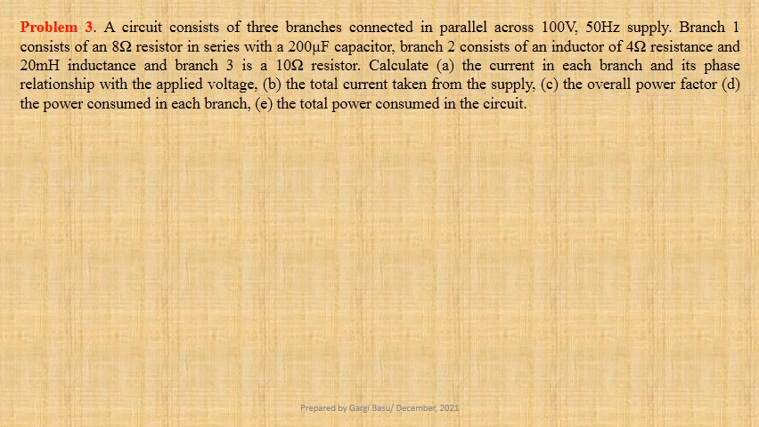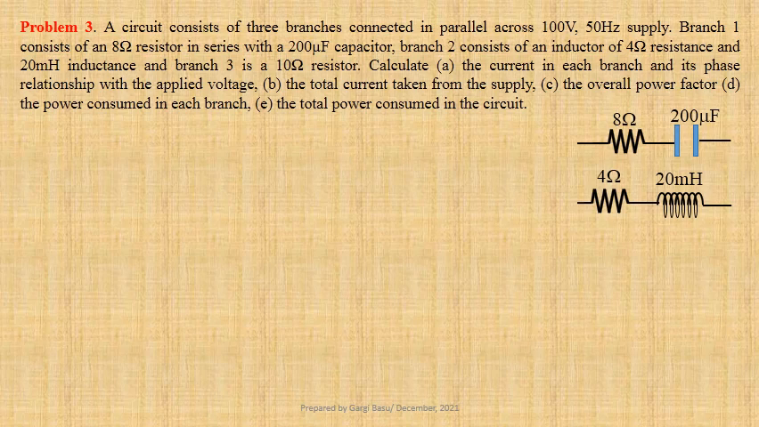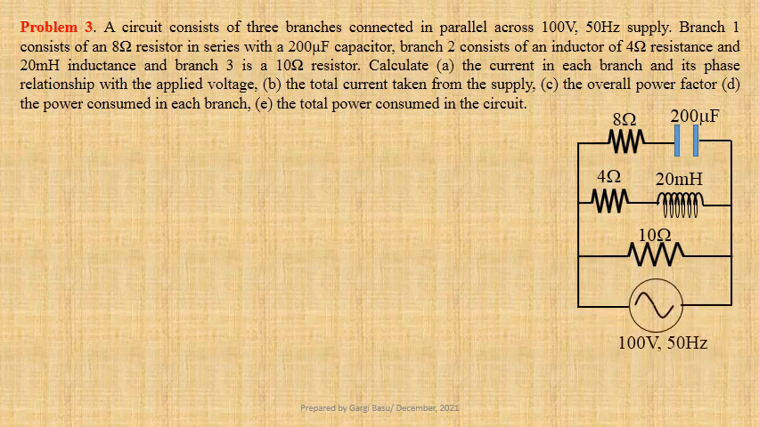A parallel circuit consists of three branches. Branch 1 comprises an 8 ohm resistor in series with a 200 microfarad capacitor. Branch 2 consists of an inductor of 4 ohm resistance and 20 millihenry inductance. And branch 3 is a 10 ohm resistor. These three branches are connected in parallel across a 100 volt 50 hertz power supply. We have to calculate the current in each branch and its phase relationship with the applied voltage, the total current taken from the supply, the overall power factor, the power consumed in each branch, and the total power consumed in the circuit.